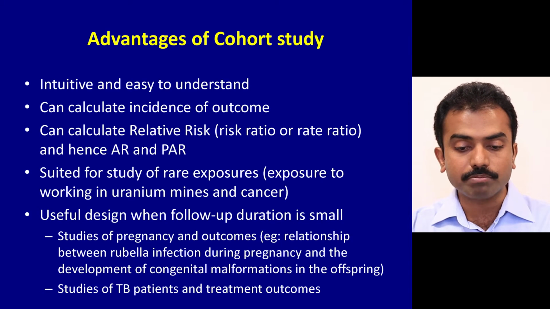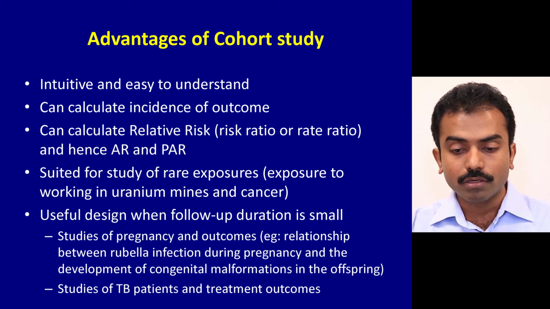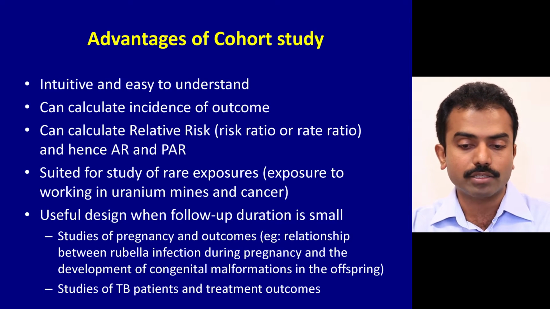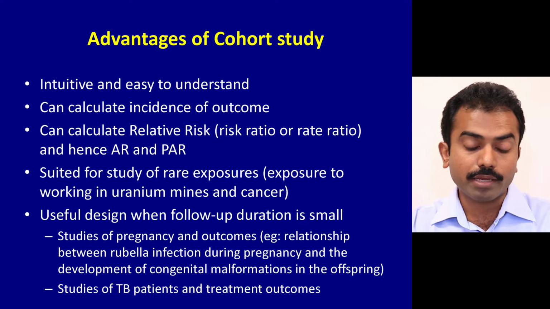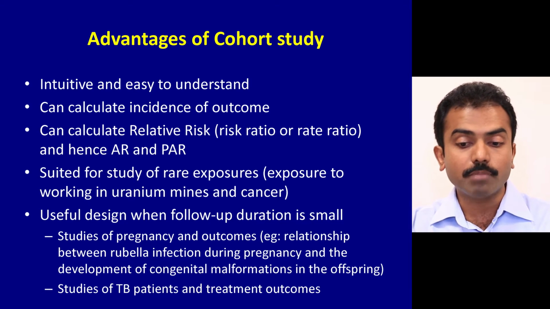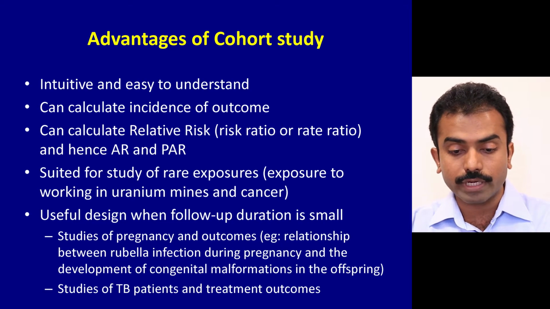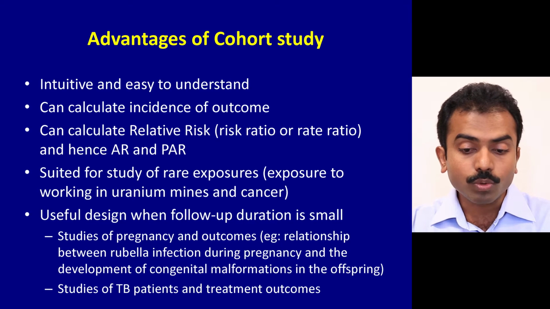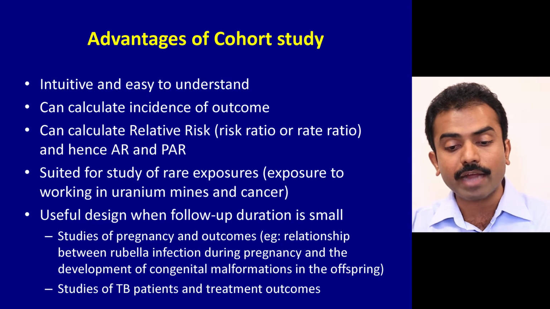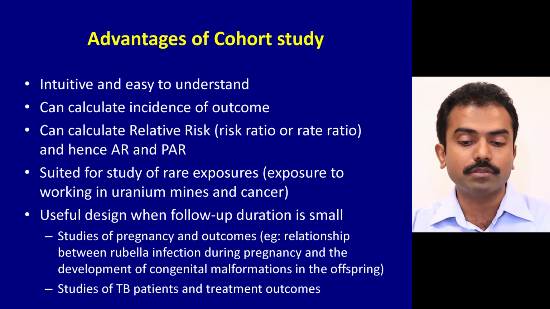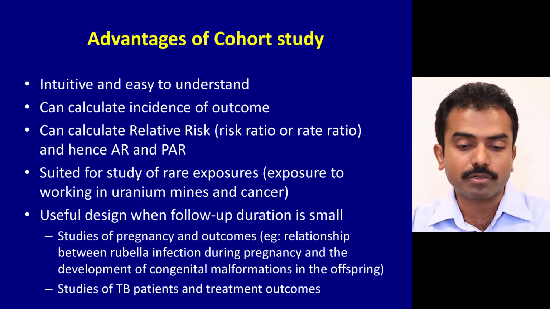And I'll give you two examples here. For example, all the studies of pregnancy and outcomes, it's a great place to do a cohort study because we know for sure that pregnancy is about 9 months. So we will finish the study in 9 months. So that's one example. The other example is in the TB world. You can look at outcomes among TB patients and look at several factors which are associated with treatment outcomes. Again, we know for sure that a TB patient completes his treatment in a matter of 6 to 9 months. So again, a cohort study is a very useful design.